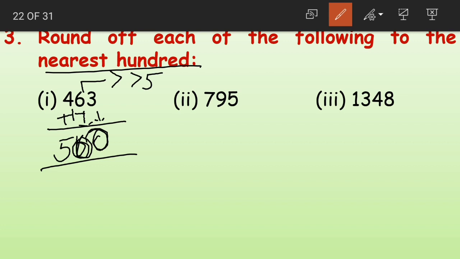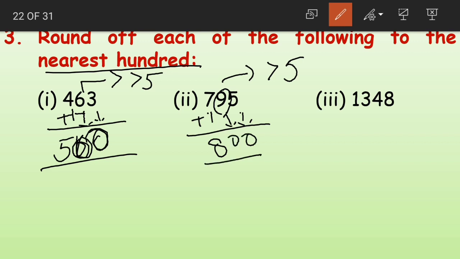Clear, students? Question number 2, 795. Now 9 is in the tens place. It is greater than 5. So we add 1 here. 7 plus 1 becomes 8 and replace the remaining with zeros. So 795 when rounded off to the nearest 100 becomes 800.